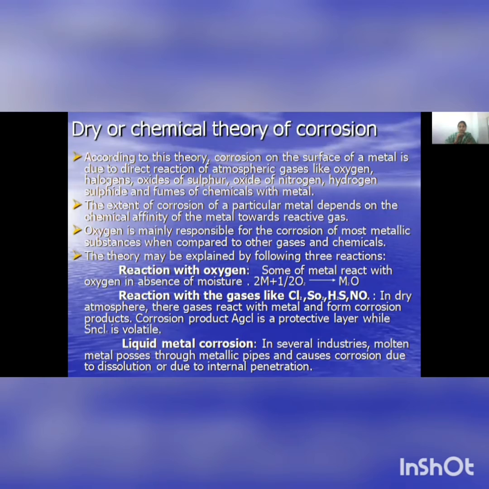Here dry or chemical corrosion is followed by mainly three reactions: the reaction with oxygen, the reaction with gases like Cl2, CO2, H2S, etc., and liquid metal corrosion. In several industries, molten metal flows through metallic pipes and causes corrosion due to dissolution or internal penetration.